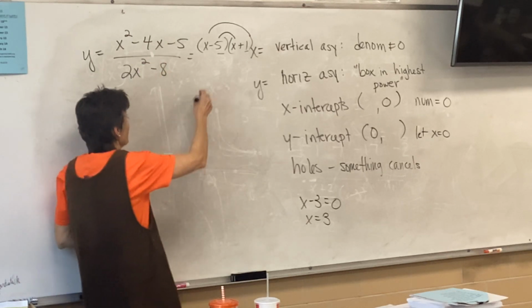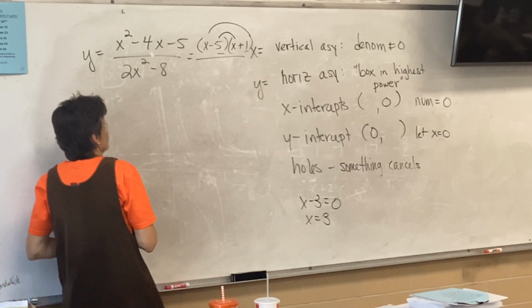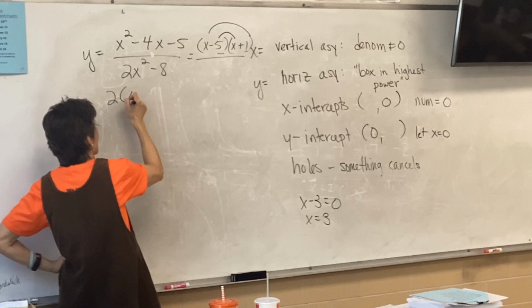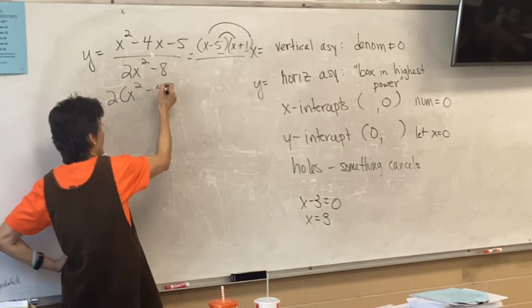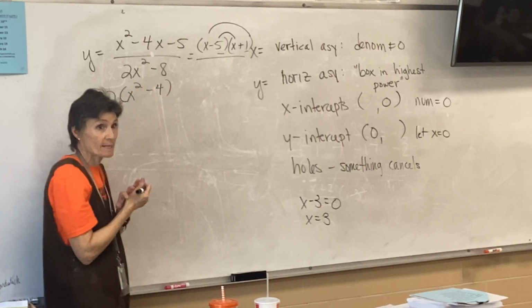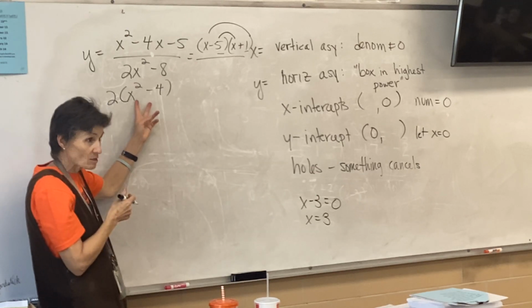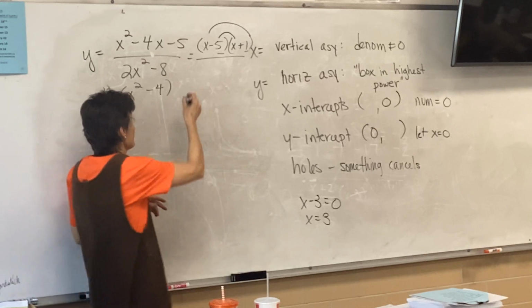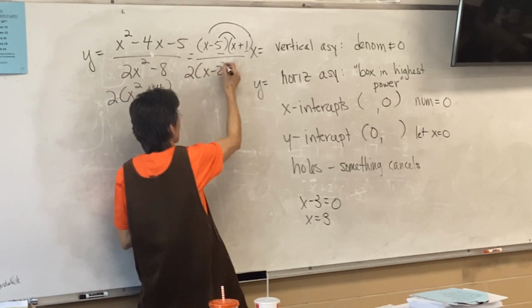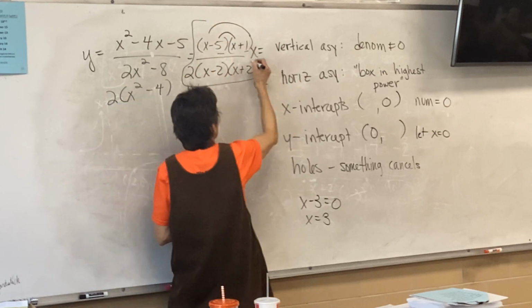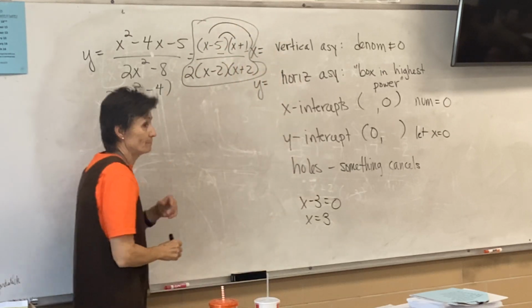All right, how about the bottom? 2 times x plus 2 times x minus 2. Well, it's 2x squared minus 4. That would be our first step. Take out the GCF. And then what about x squared minus 4? The difference of squares. So x minus 2, x plus 2. So this is my factored problem.